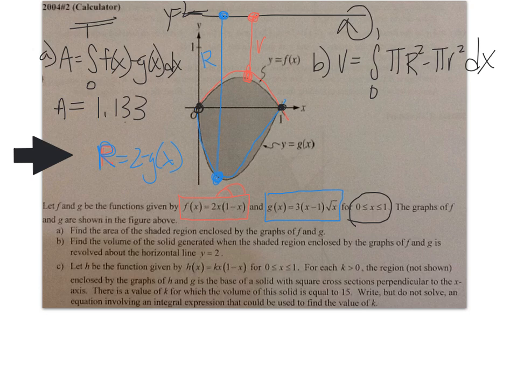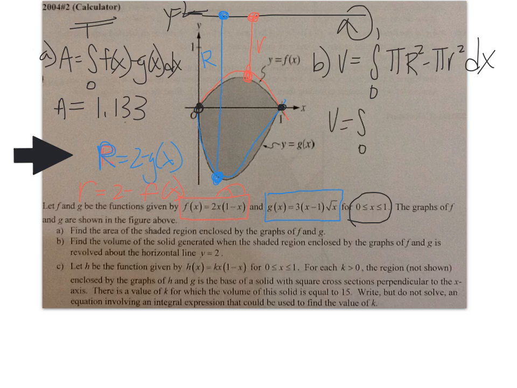And then we've got the positive y value because we're subtracting the negative y value added to it. Now the little radius is going to be 2 minus f of x's y value. So little r equals 2 minus f of x. And we can just plug those values into our formula.